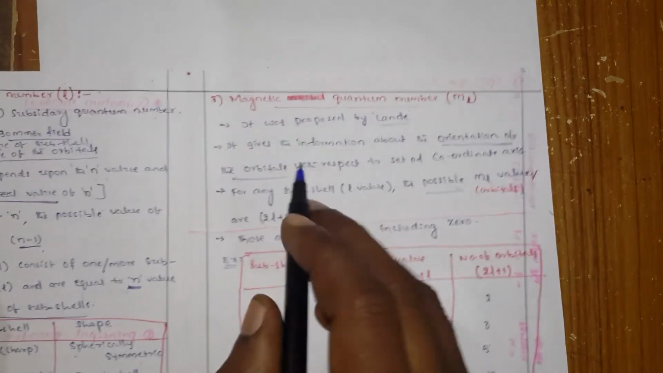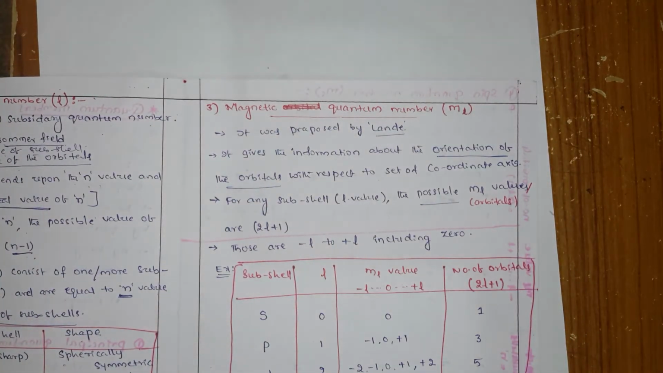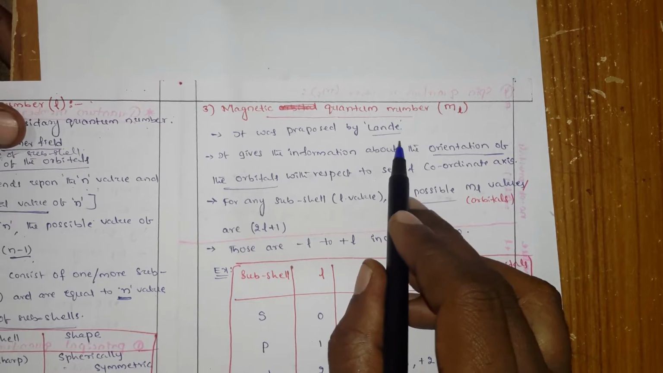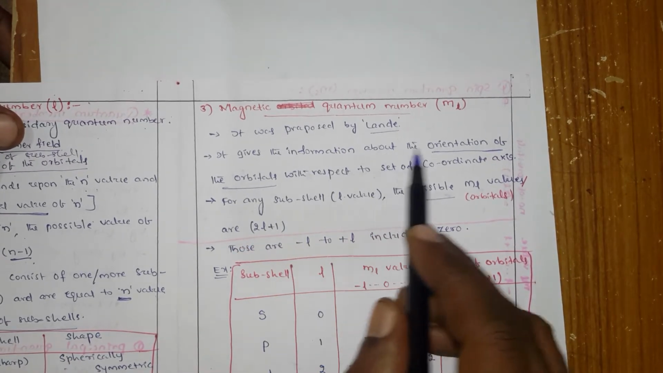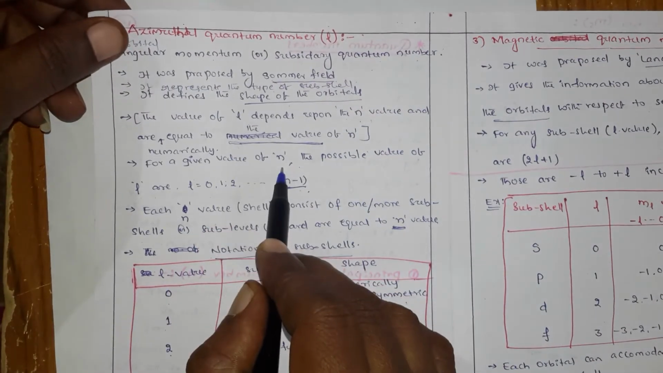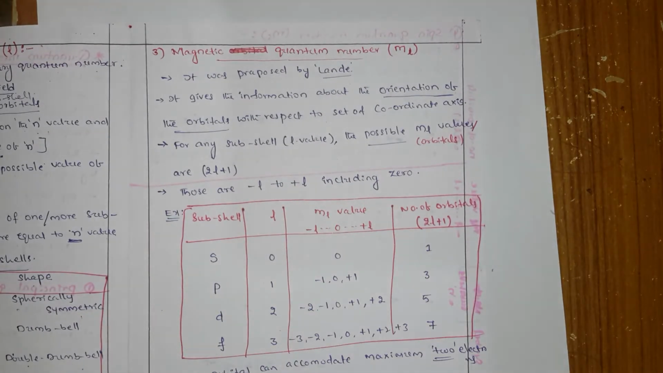And the next one is the magnetic quantum number. It was proposed by Landé, and it gives the information about the orientation of that orbital. Earlier we learned about the orbitals. The L represents the orbitals, the subshells, and now it gives the orientation of the orbital with respect to the set of coordinate axes. That means in what direction the given orbital is present, on the x direction, or y direction, or z direction. That information is given by the magnetic quantum number.